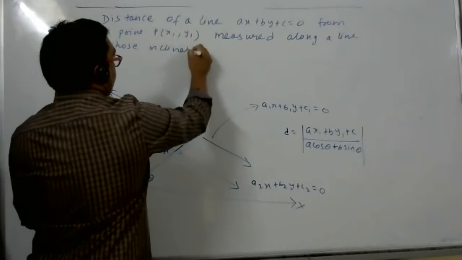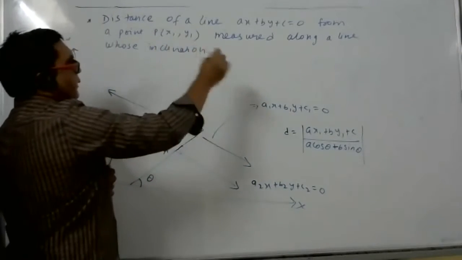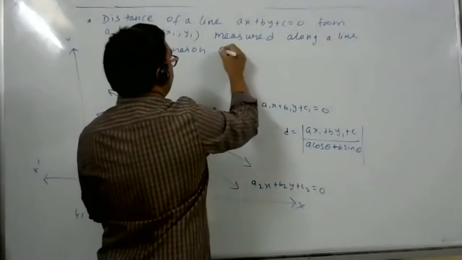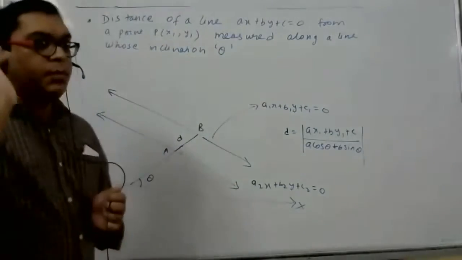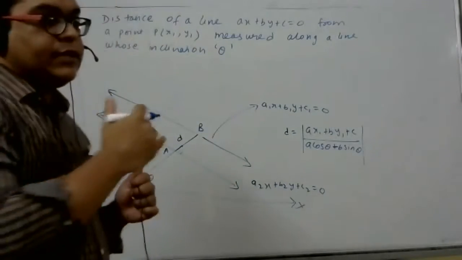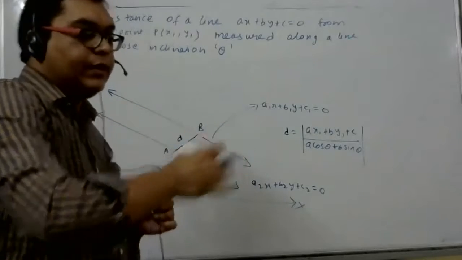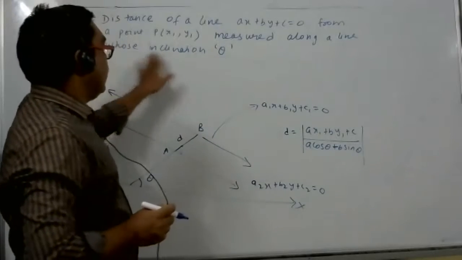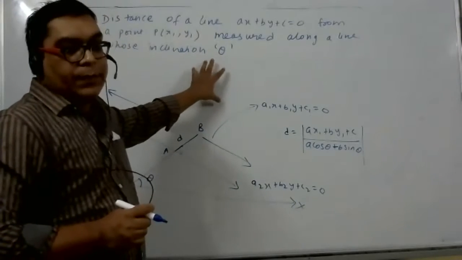You remember one day we have done this sum by taking some values here. We have done this sum. Do you remember, by two methods we have done this sum? Distance of a line from a point measured along a line whose inclination is theta. Do you remember or not? You people remember or not?